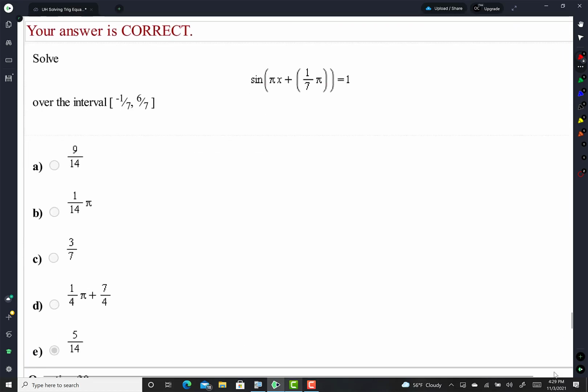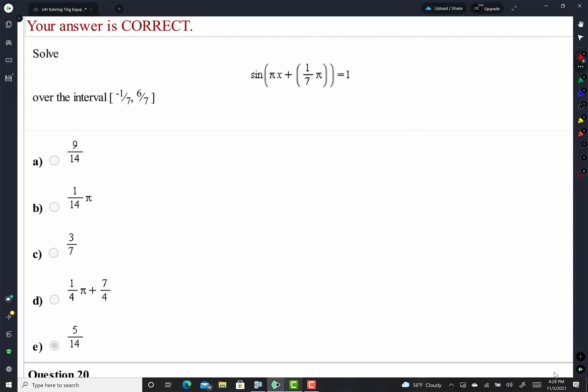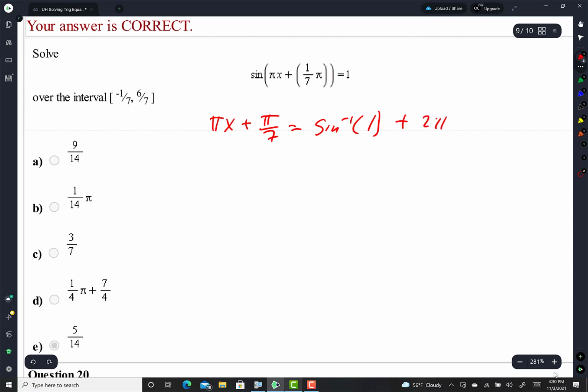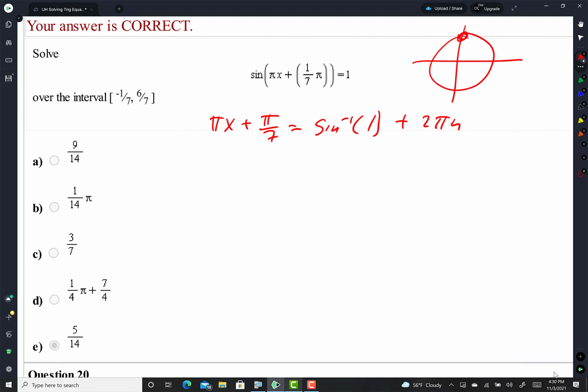I'm going to do this one again. Okay, it's arc sine. Pi x plus pi over 7. I don't like when they do 1/7 pi, but that's fine. Equals arc sine of 1 plus 2 pi n. There's only one answer on the unit circle where sine is 1.